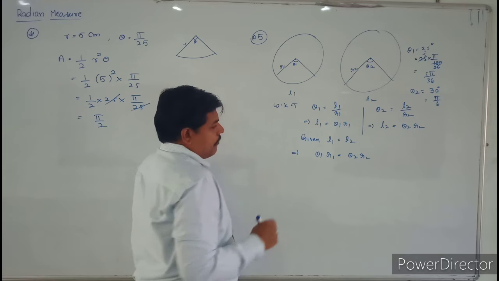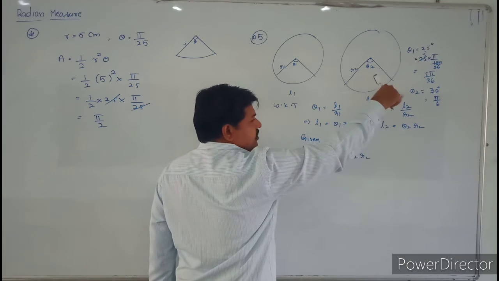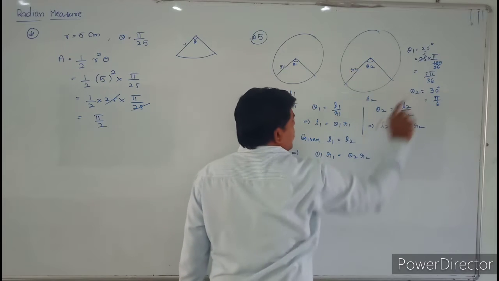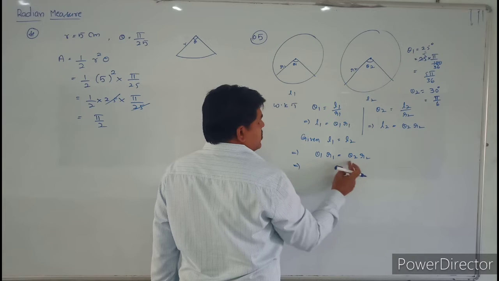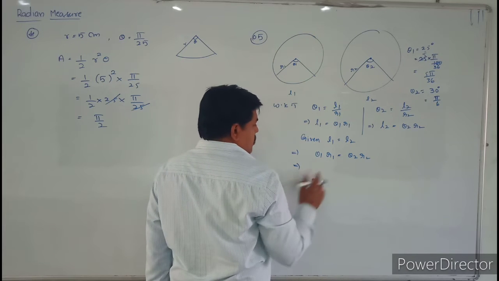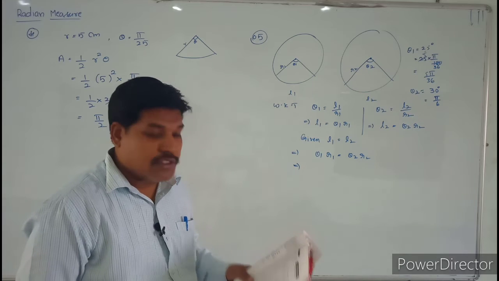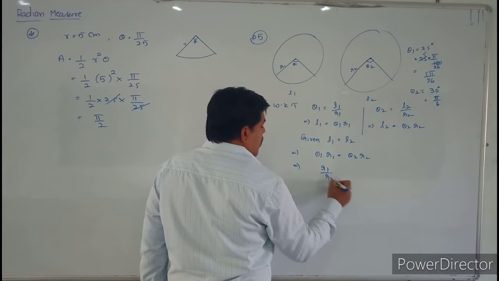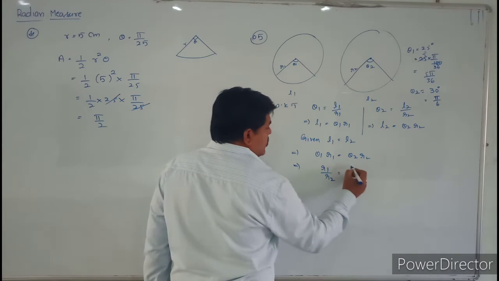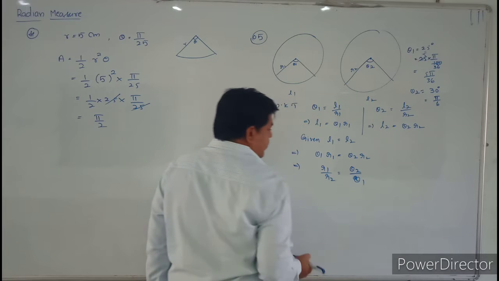So theta 1 is 5 pi by 36, converted into radians, and theta 2 is also converted into radians as pi by 6. Theta 1 into R1 is equal to theta 2 into R2. They are asking for the ratio of the radii of the circles, that means R1 by R2 is equal to theta 2 by theta 1.